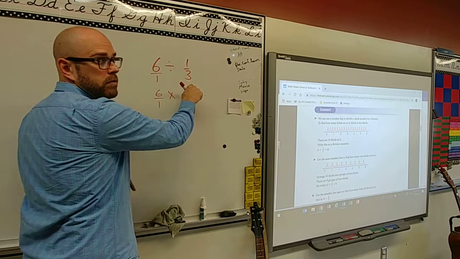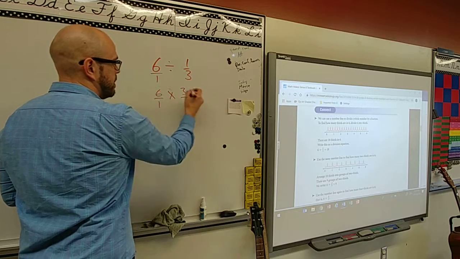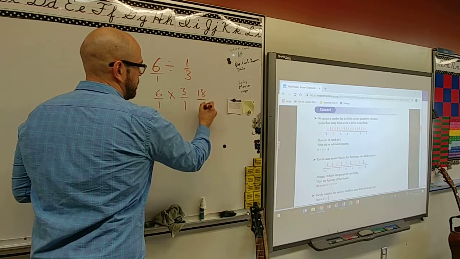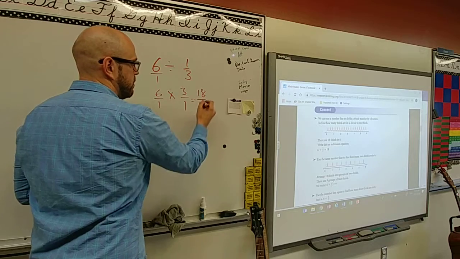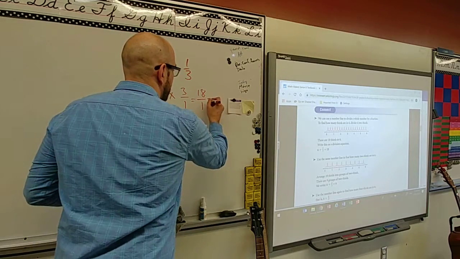Times, how do I flip this? 3 over 1, thank you. 6 times 3 is 18 over 1. So 18 over 1, can I just write 18? Yeah. Okay, I'll just write 18.